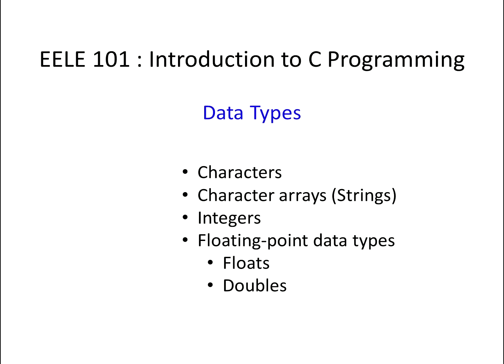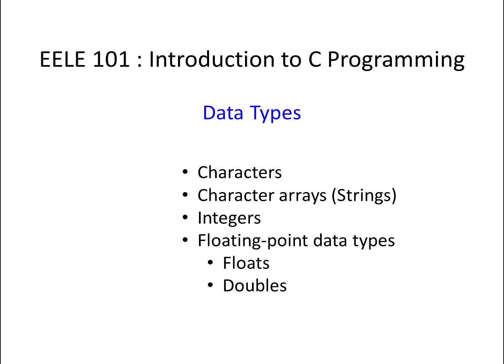And welcome to week 2 of EELE 101, and this is the C programming part of the course. This week we will be looking at data types, and the data types that we will examine here are characters, character arrays, which are known as strings, integers, and two types of floating point data types. These are floats and doubles.